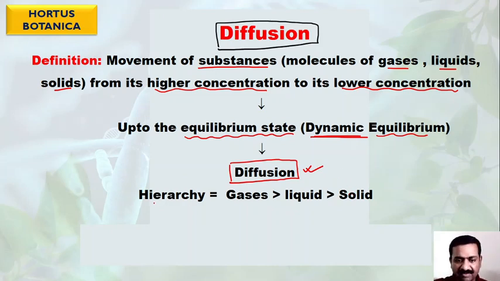When you talk about the hierarchy of diffusion, then we have the molecules. Molecules are moving in gases. Molecules are also in solids and gases. So what happened?